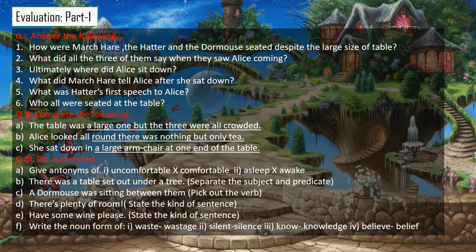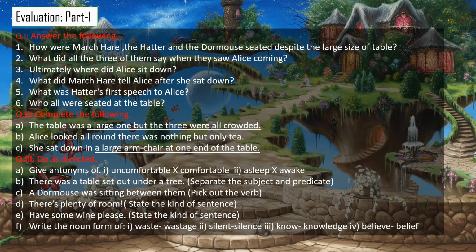Third, do as directed, meaning grammar. A. Give antonyms. First, uncomfortable: comfortable. Asleep: awake. B. There was a table set out under a tree. Separate the subject and predicate. Answer: A table is the subject; was set out under a tree is the predicate. C. A Dormouse was sitting between them. Pick out the verb. Answer: was sitting is the verb.